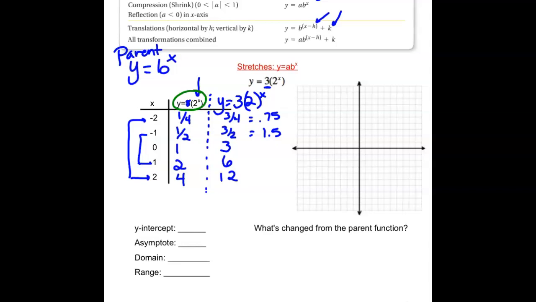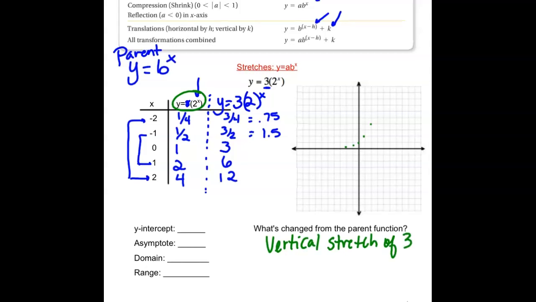Okay? So let's start with our parent function here. Y equals 2 to the x. At negative 2, we were up at 1/4. At negative 1, we were at a 1/2. At 0, we were at 1. 1 gave us a 2 for y, and 2 gave us a 4 for y. That was that parent function. Now, if we stretch everything vertically, okay, we made everything 3 times taller.